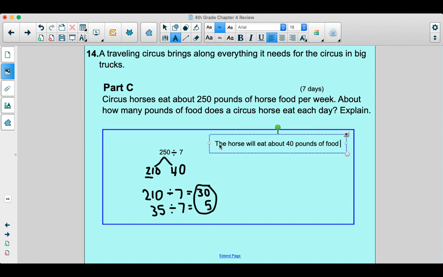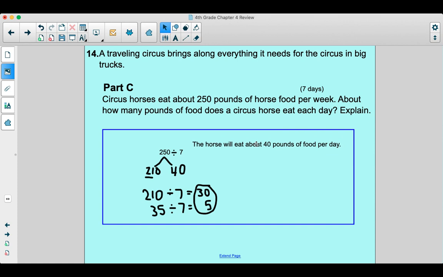Oops, did I say each week? I meant per day. Whoa, can you imagine eating 40 pounds of food per day? That would be insanity. Woo, all right, here we go.